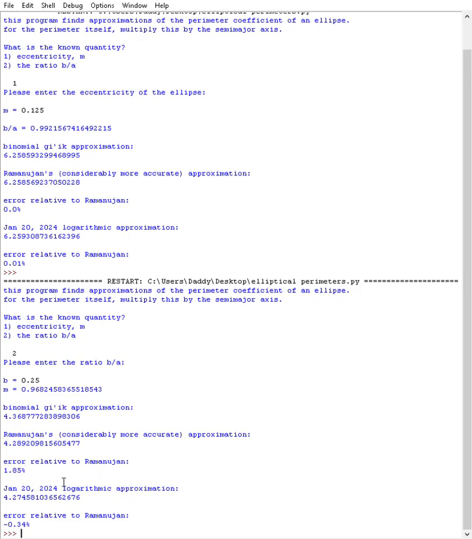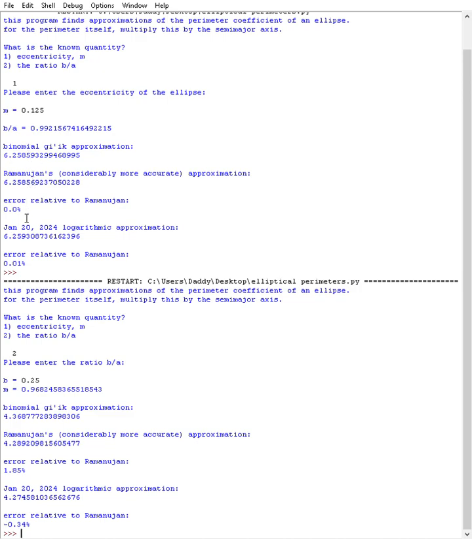Today's new logarithmic approximation is, what is that, about 12 times more accurate? 12 times closer to Ramanujan's approximation? About... six times. It's too late in the day. I can't do math. Yeah, quite a few. It's notably more accurate.